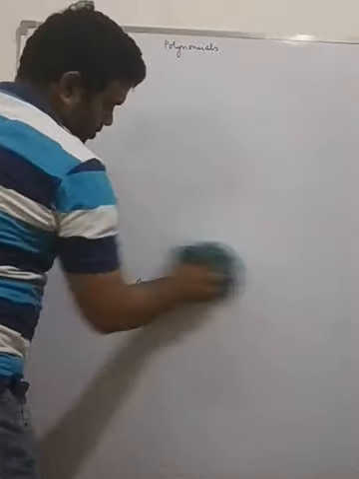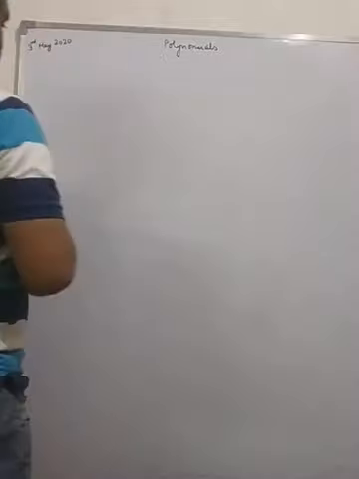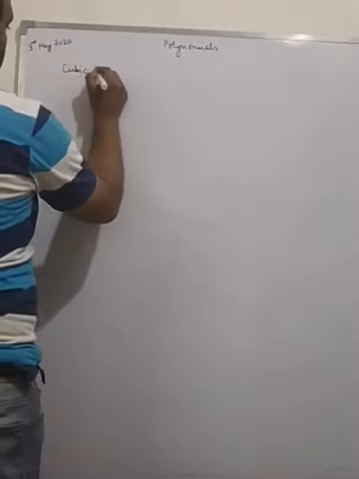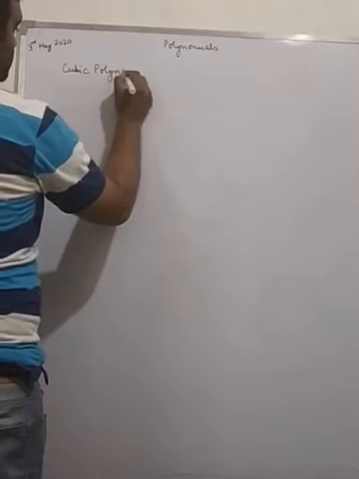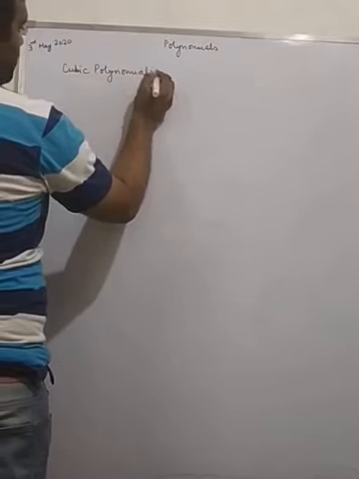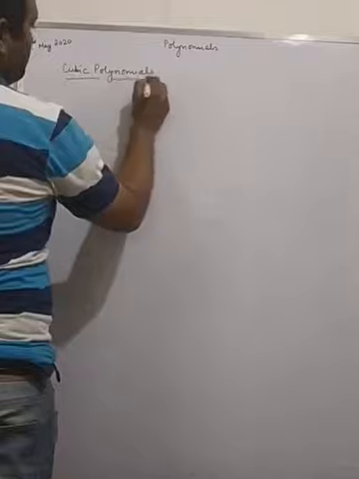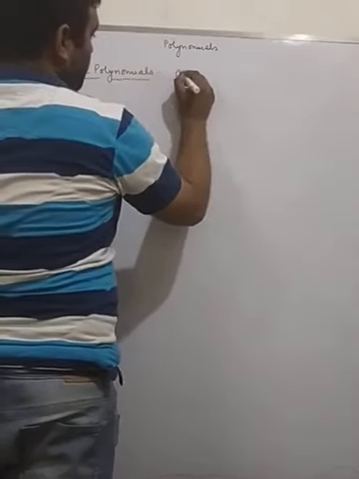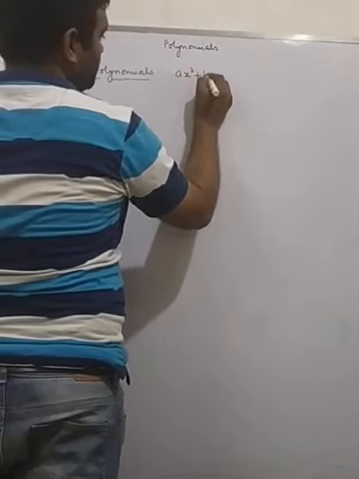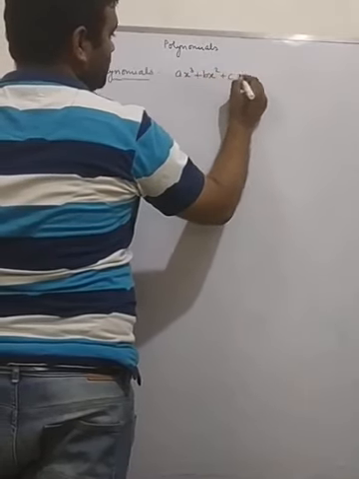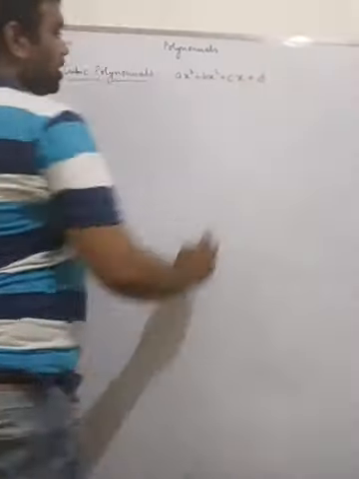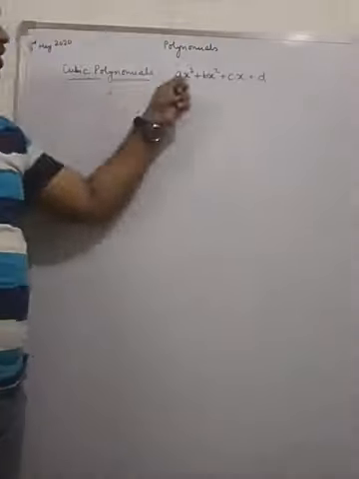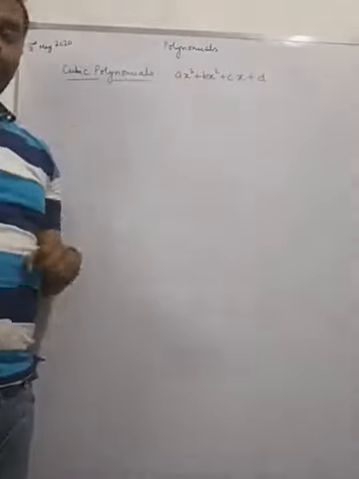Now, cubic polynomial. What is this cubic polynomial? A cubic polynomial has the standard form ax cube plus bx square plus cx plus d. Any equation of this form is called a cubic polynomial, where the degree is 3.